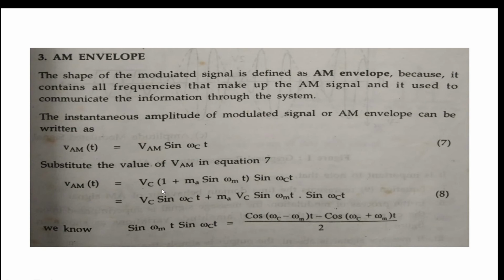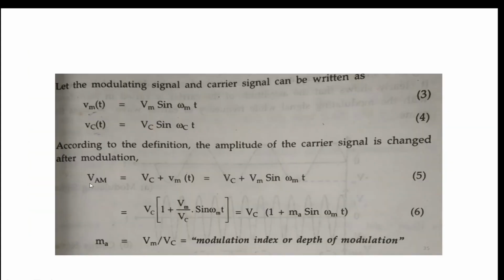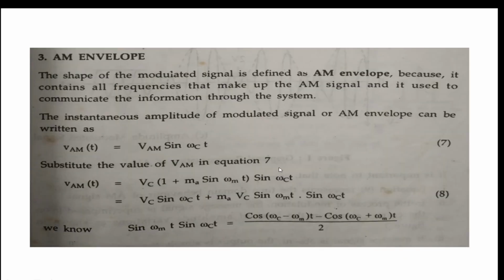Substituting the value of Vam in equation 7, we get Vc into 1 plus Ma sin omega m t, into sin omega c t. We are taking this equation and substituting it in equation number 7. So we get Vc into 1 plus Ma into sin omega m t, into sin omega c t.